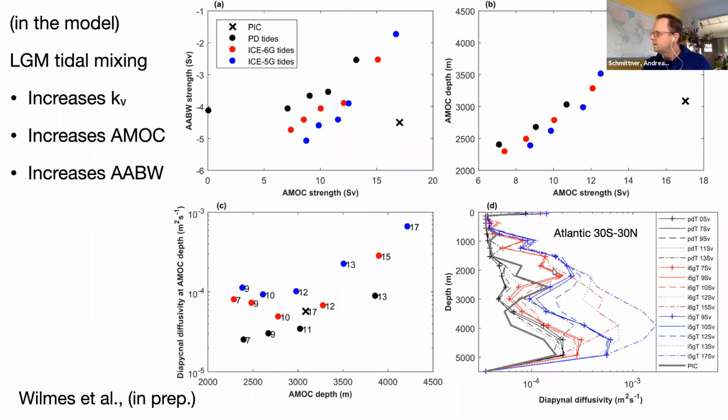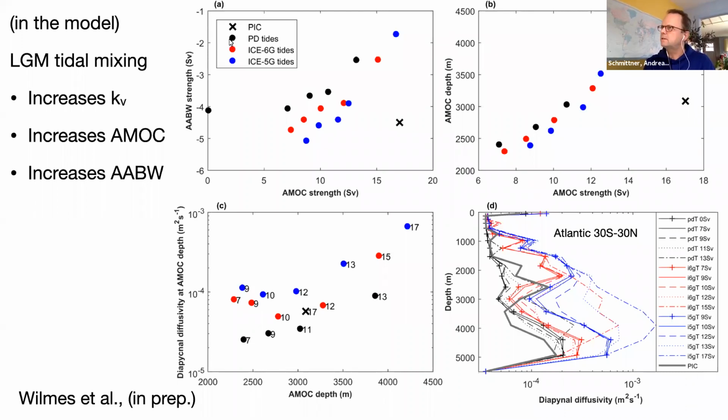Okay, so the bottom line is that the diffusivities are increased due to that increased tidal mixing, and then that increases the overturning rates, and both AMOC and also Antarctic bottom water are increased, and that you can see here in this upper left figure that shows on the horizontal the AMOC strength, and on the vertical the Antarctic bottom water strength.